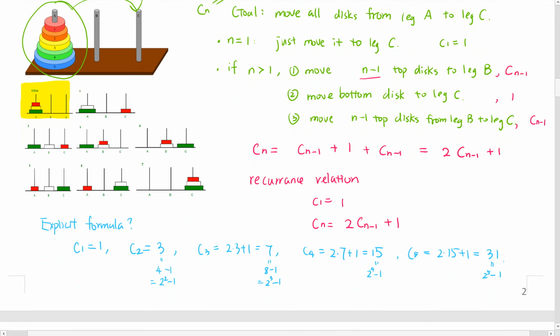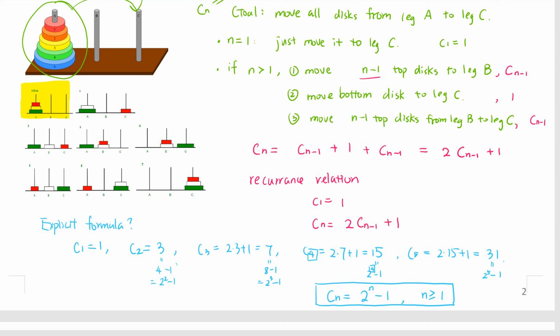Oh, no more space. So Cn is 2 to the, so you can see if this guy is 4, the power is 4, so that's why it's 2 to the n minus 1. And our n is greater or equal to 1. So this guy is the explicit formula.